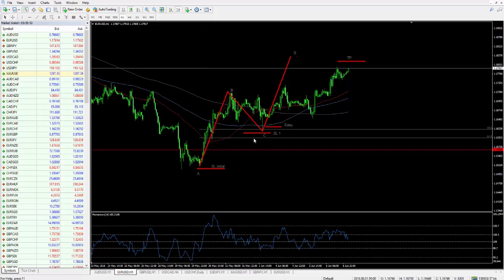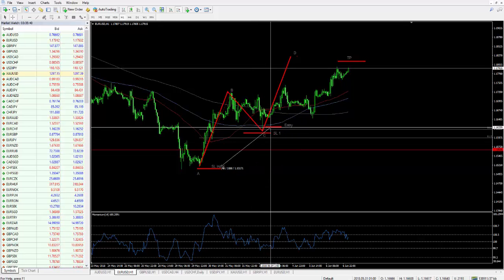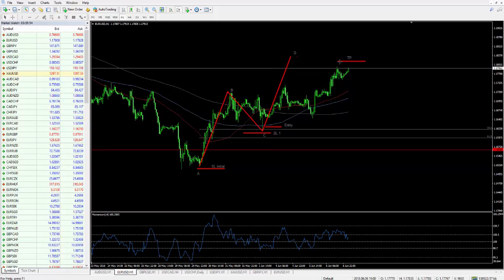We've got our entry, our entry is here, and let's take a measurement to our initial stop, which is 113 pips. We'll take a measurement to our target, which is 182 pips. What's that as a ratio?